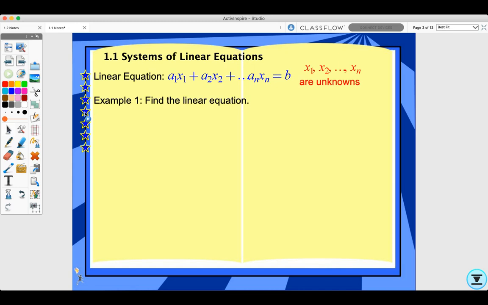Example 1, find the linear equation. So we have 4x1 minus 5x2 plus 2 equals x1. Go ahead and try to find that linear equation. What we would do is subtract x1 from both sides and subtract 2 from both sides. So we would have 3x1 minus 5x2 equals negative 2.